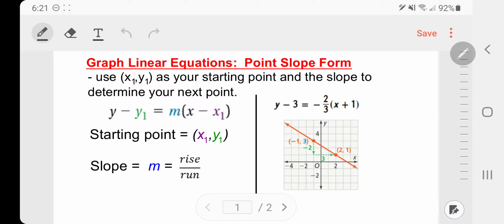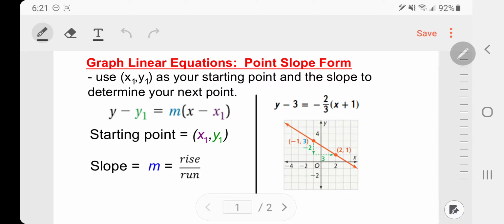Hey everyone. In today's lesson, we're going to take a look at how to graph a linear equation from point-slope form. We're using our x1 and our y1 as our starting point, and from that starting point, your second point is going to come from your slope. It's going to tell you which direction to go in. Similar to when we did slope-intercept form, we started with the y-intercept as our first point, and then we used the slope to figure out our second point.